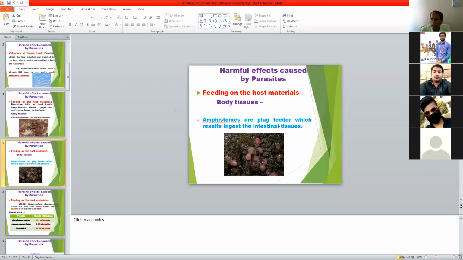Plug feeders means they damage the mucosa. Amphistomes have suckers. Suckers help in attachment to the host. So they scratch or damage the mucosa of the duodenum or intestine during the migration from the duodenum to the stomach, where the adult fluke is located.